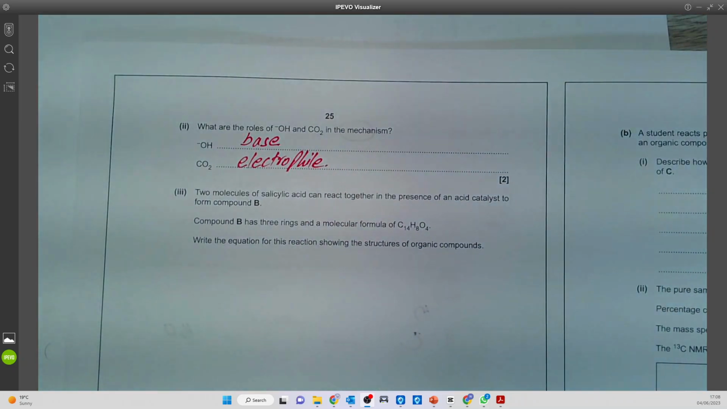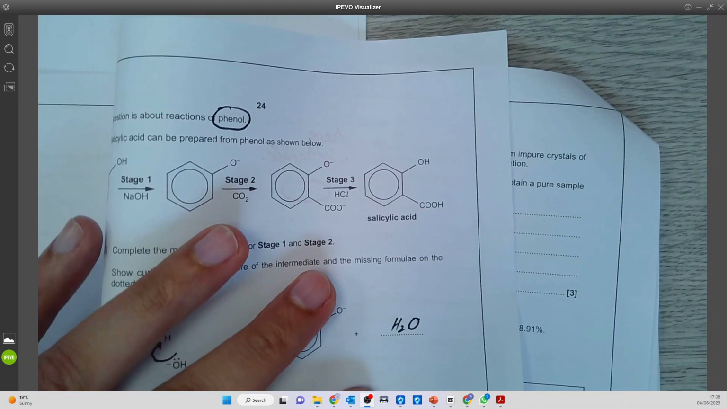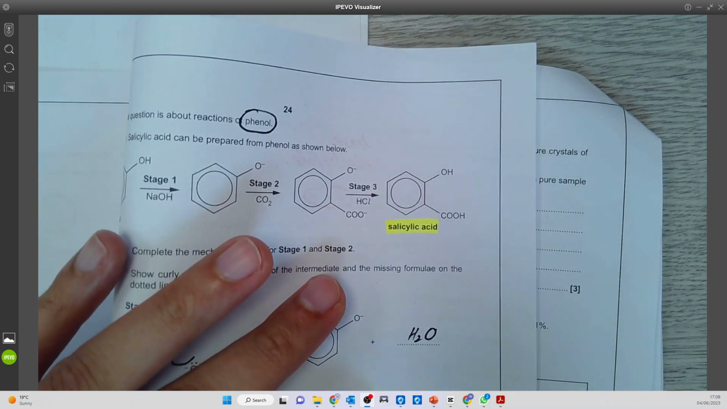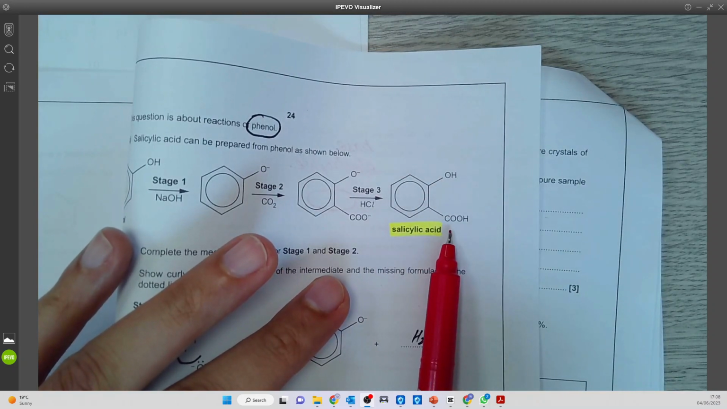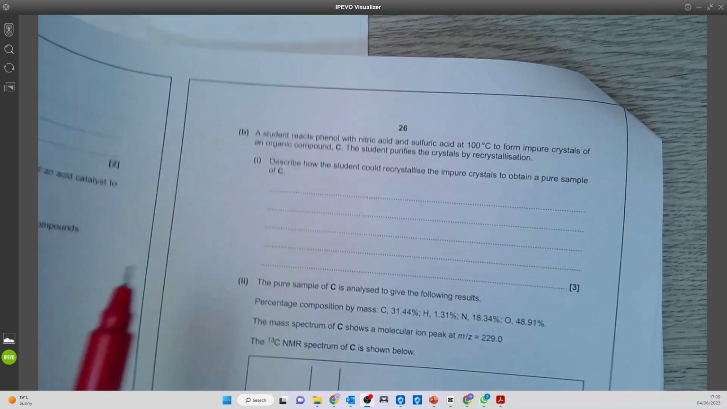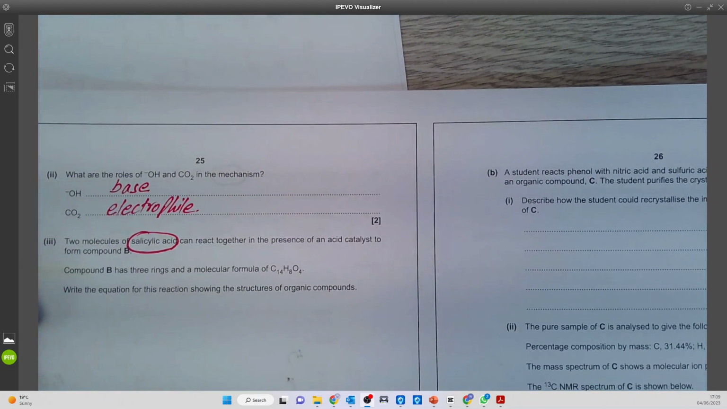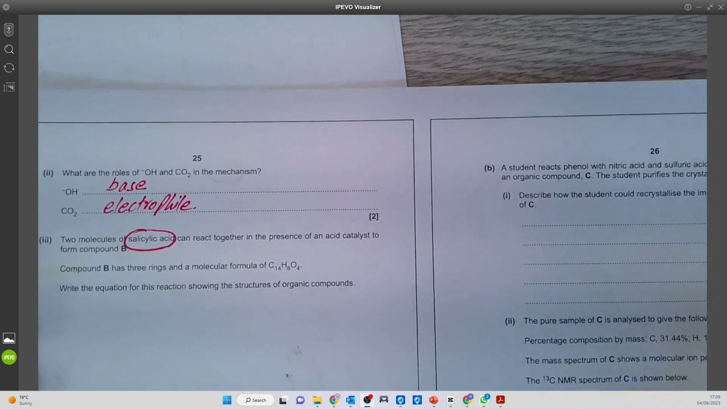Next question says two molecules of salicylic acid can react together in the presence of an acid catalyst to form compound B. So we need to now recall what is salicylic acid. If you go back, it tells you this is your salicylic acid. If you go back to the previous page, this was our product, and you can see here it has an alcohol group and it also has an acid group. So if you have two of them, then they will react to form an ester linkage. It now says two molecules of this can react together in the presence of acid catalyst. The compound B has 3 rings and a molecular formula of C14H8O4. Write the equation for this reaction showing the structure of the organic compound.